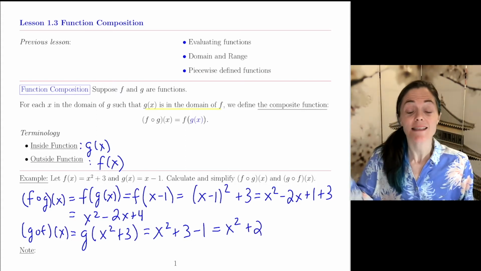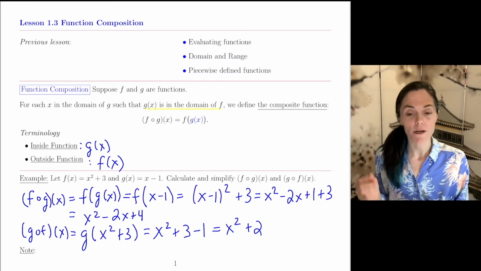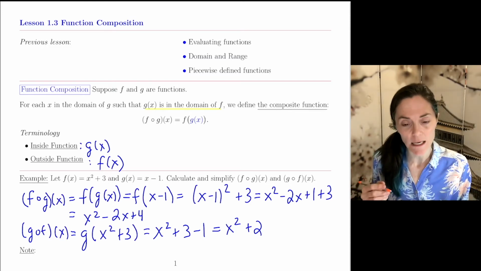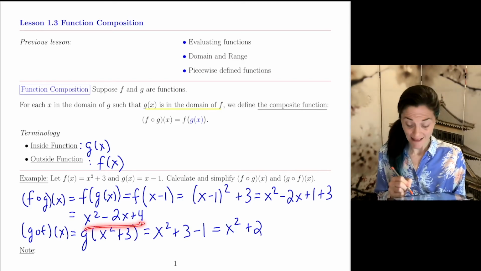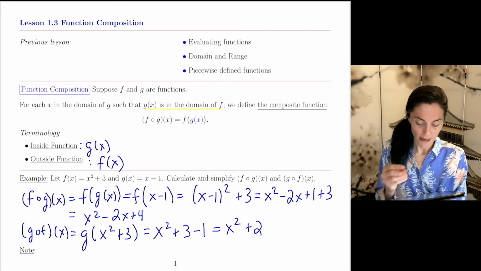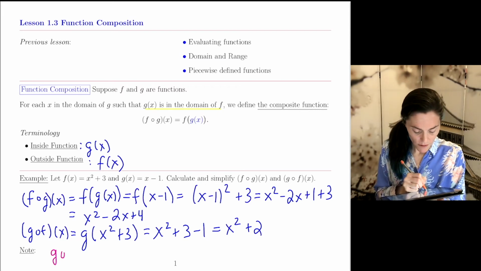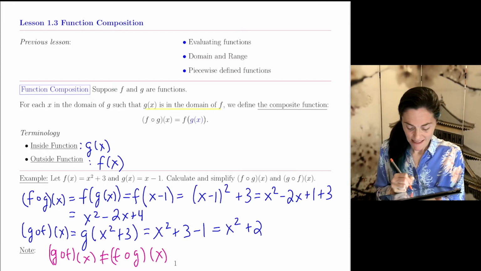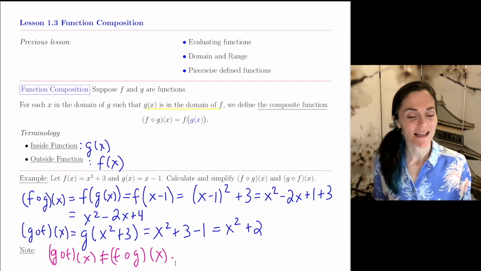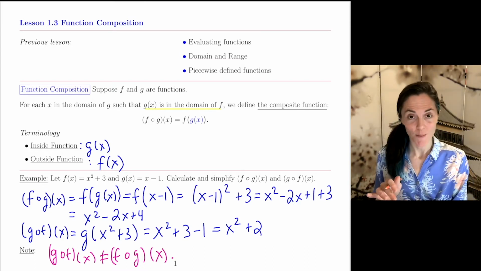Now you see this note at the bottom. I'm going to make a very important note because you notice these are not equal. This function is x squared minus 2x plus 4, and this function is x squared plus 2. And this is our first important comment, is that g compose f is not equal to f compose g. And this is a general statement. It's important to understand with this first example.